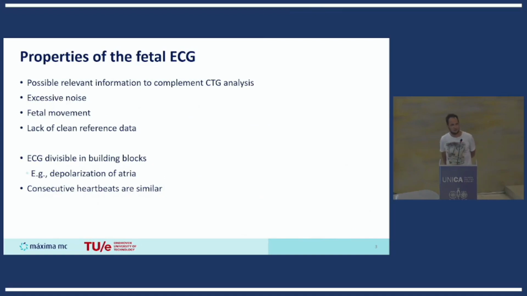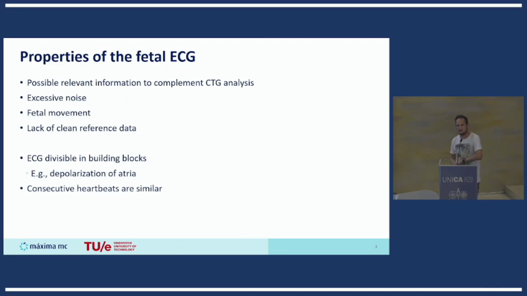But if you then think about what are the properties of ECG or fetal ECG which we could exploit for denoising, well, as you have seen, there's excessive noise that can come from, for instance, fetal movement. Another problem is we don't have clean reference data, so we could think we could start with a neural network, we can train it towards very clean data, but we don't have clean data from the fetus. And of course you can simulate it with adult ECG, but of course we don't really know if that's true. So I'm going to present a way to train a neural network without using clean reference data.